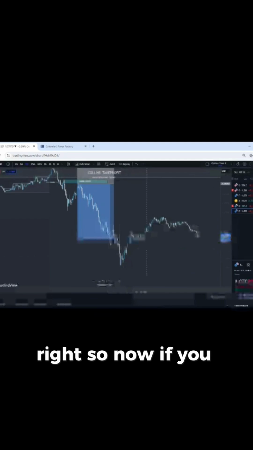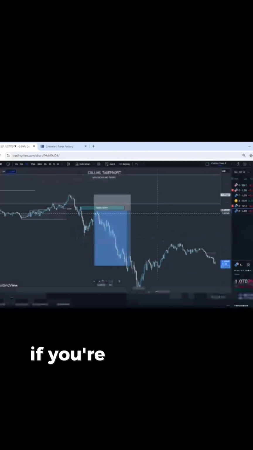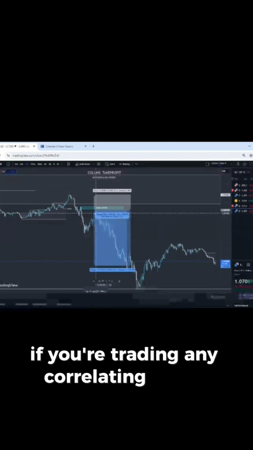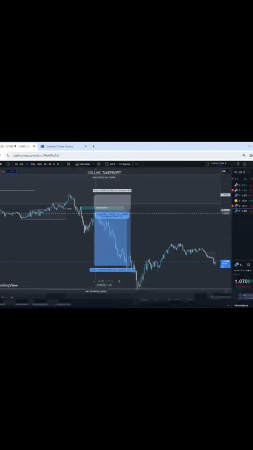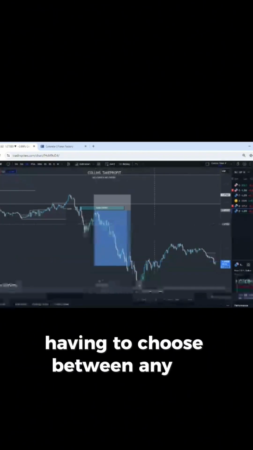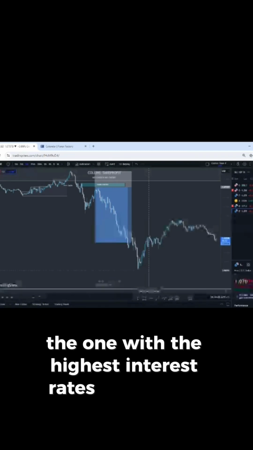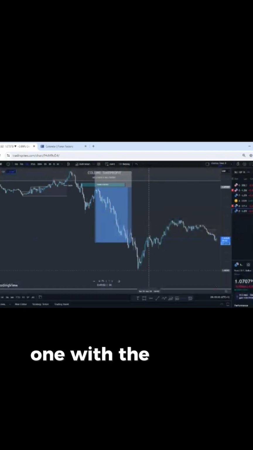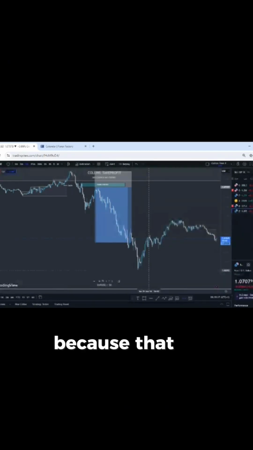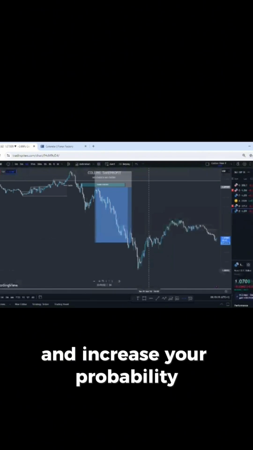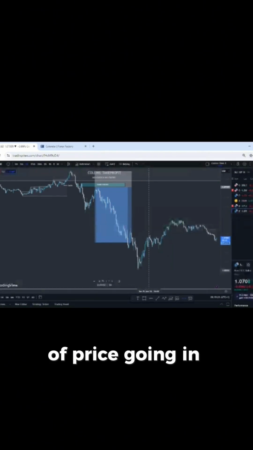So now if you're trading any correlating assets and you find yourself having to choose between any of them, all you need to do is pick the one with the highest interest rate against the one with the lowest interest rate, because that is going to give you an edge and increase your probability of price going in your direction.